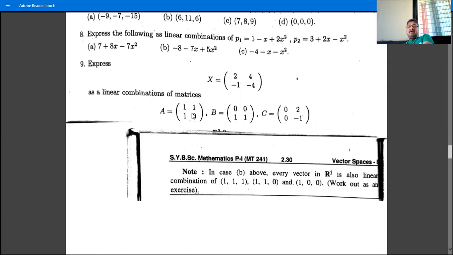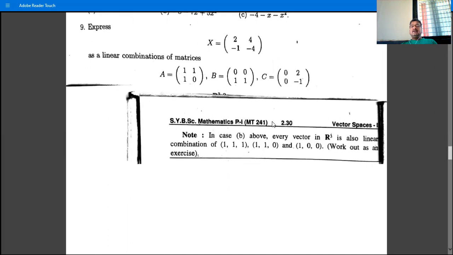That is, multiply K1 to each element, K2 to each element, K3 to each element, and then add the three vectors, that is K1a plus K2b plus K3c. That is, apply the definition of addition. We get, and then compare the LHS and RHS. We get the 4 equations, okay, and the unknowns are 3.